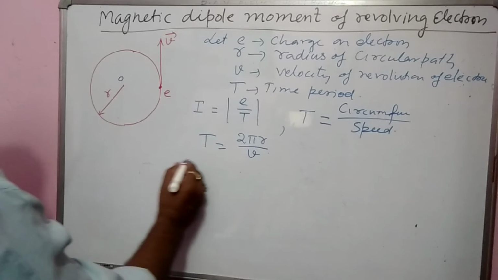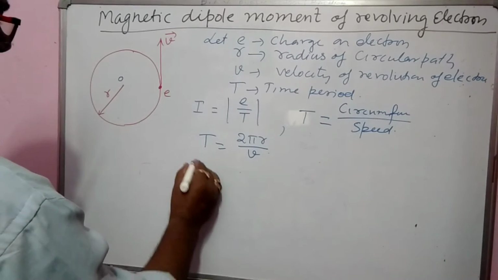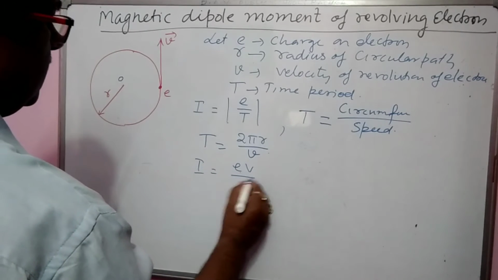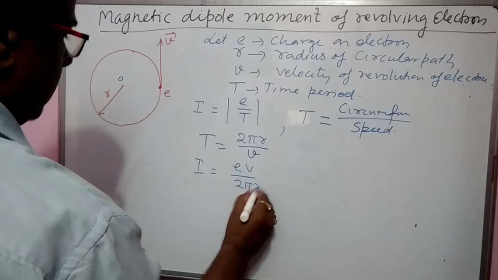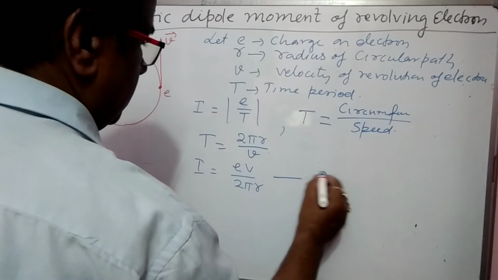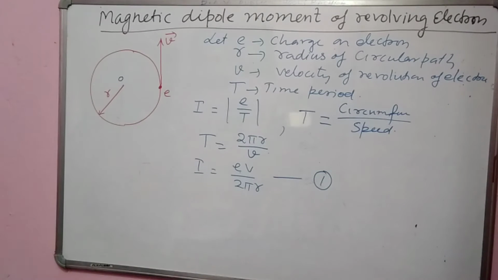So substituting in this equation, we will get I is equal to ev by 2 pi r. This will be the value of the current. Let this equation be 1.